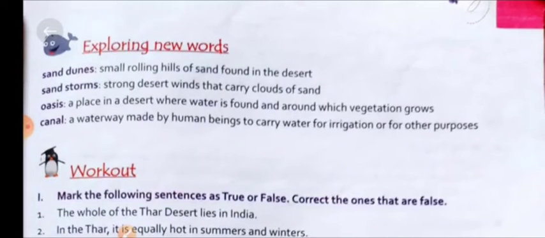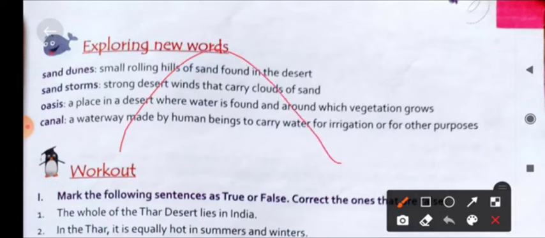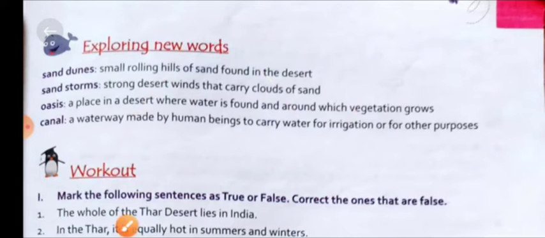Now, exploring new words. It means some words are explained in your lesson, like sand dunes: small rolling hills of sand found in the desert. Like this, this is called sand dunes. This is rolling hills of sand. Okay, and sandstorm: strong desert wind carries clouds of sand. When the winds blow very strong and carry the dust of the desert, it is called a sandstorm.